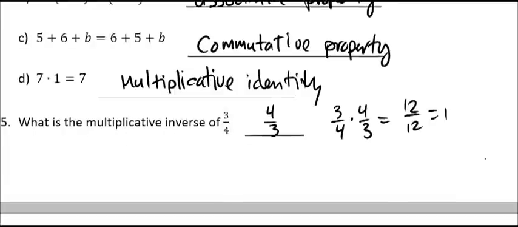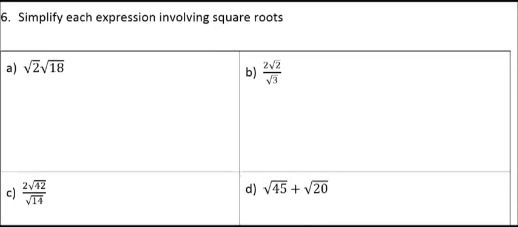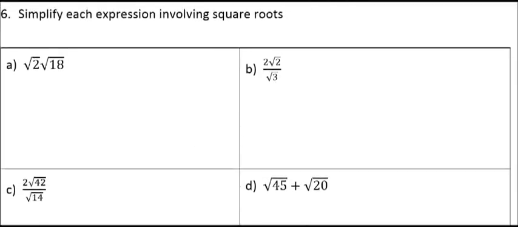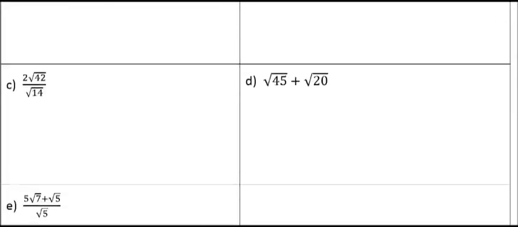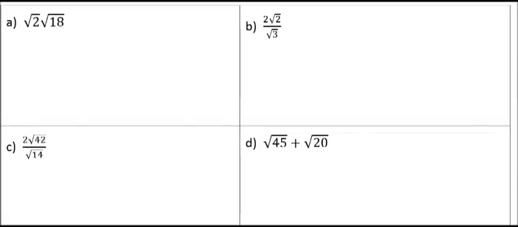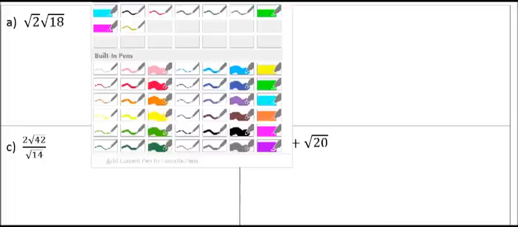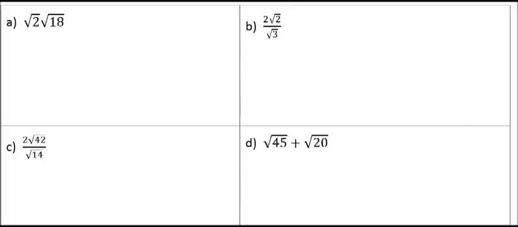Moving along to question 6. 6 has several parts. It says simplify each expression involving the square roots, and there's 5 of these. The first one, I'm going to rewrite this as 2 times 18. 18 is of course 2 times 9. I'm going to go ahead and write this out rather laboriously as the square root of 2 times the square root of 2 times 3 times 3.